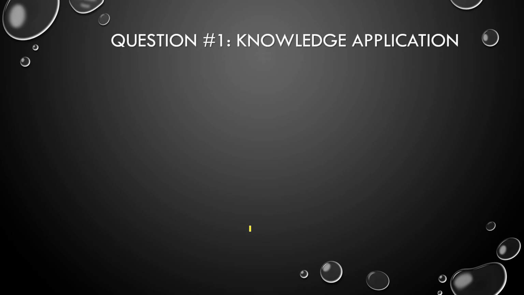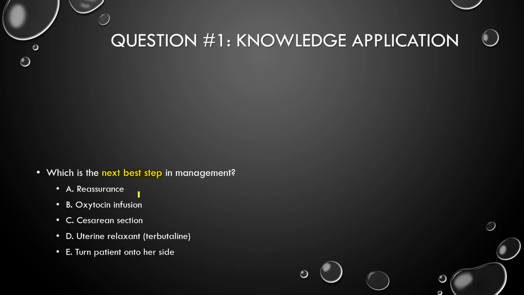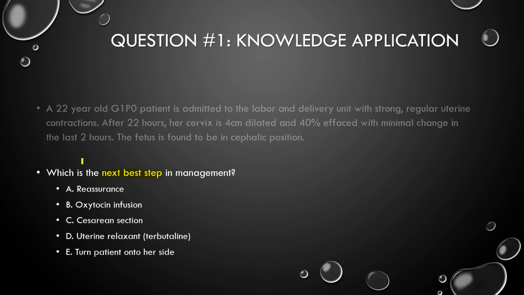So let's do a practice question now, applying the knowledge we've learned so far. What is the next best step in management? A. Reassurance. B. Oxytocin infusion. C. Cesarean section. D. Uterine relaxant. Or E. Turn patient onto her side. So we need to figure out what's going on here and how to treat it, okay?